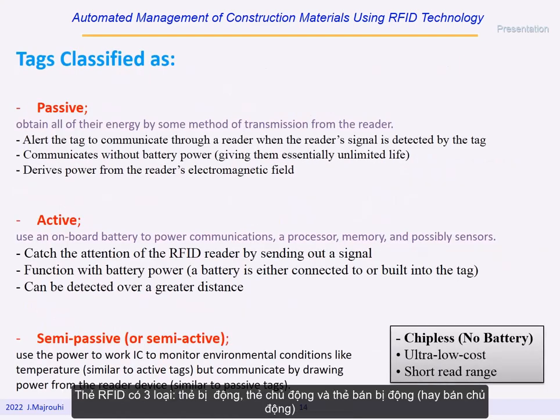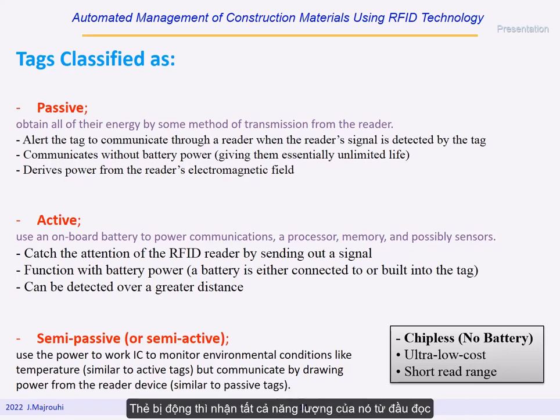Tags have three classifications: passive, active, and semi-passive or semi-active tags. Passive tags obtain all of their energy by some method of transmission from the reader. They alert the tag to communicate through a reader when the reader signal is detected by the tag. Communicates without battery, derives power from the reader's electromagnetic field.